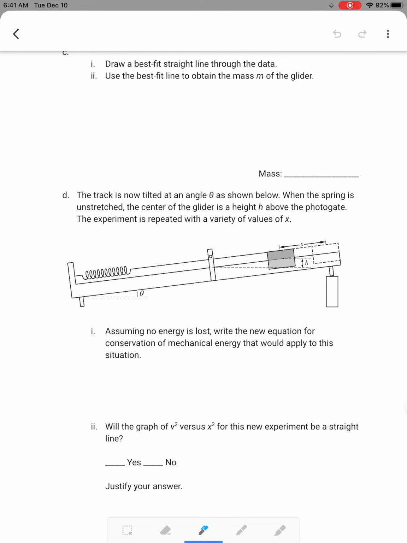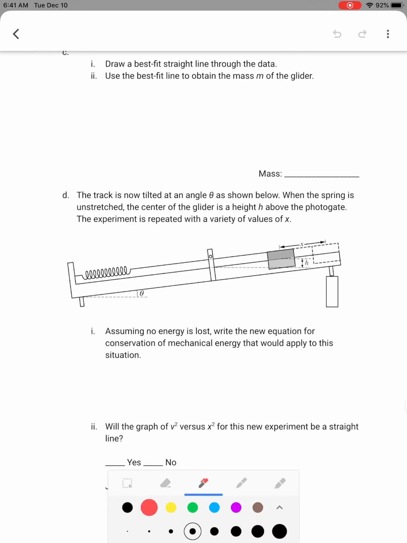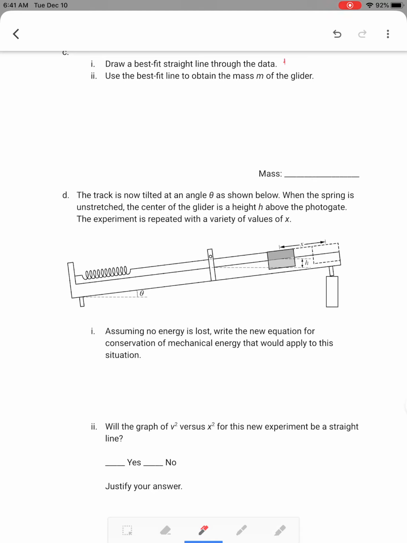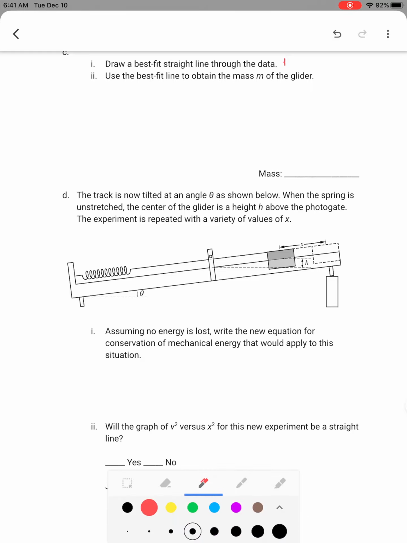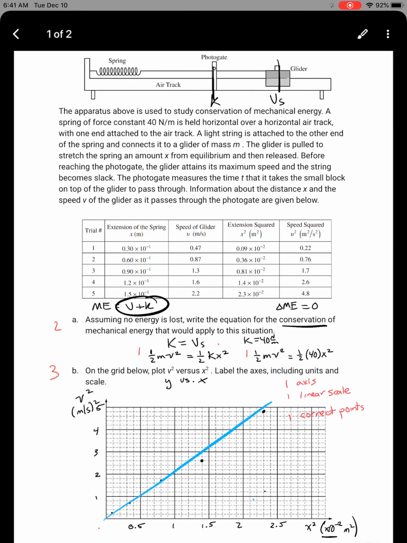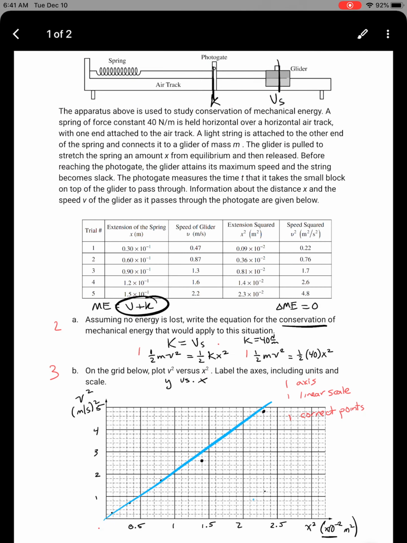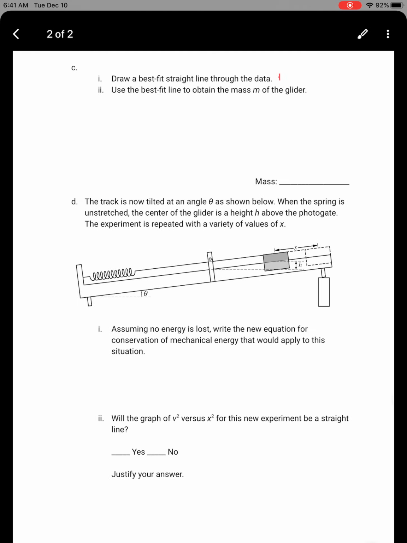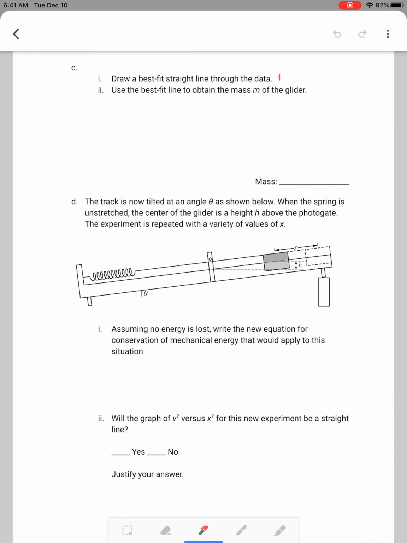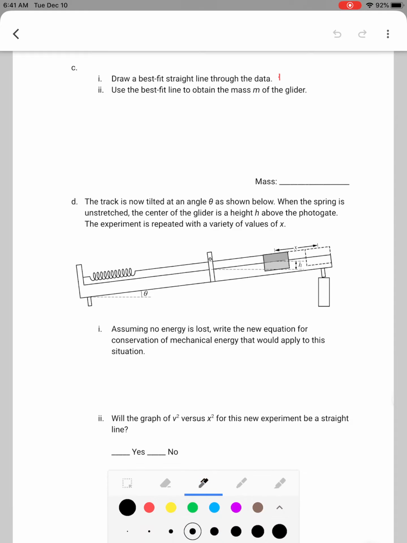Sorry for this interruption. All right, draw a best fit line through the data. We got 1 point for doing that right there. Now we move on to the second part: use the best fit line to obtain the mass of the glider. Let's look at our conservation of energy equation we had here. It was 1/2 mv squared equals 1/2 times 40 times x squared. That is what we're going to use to help us figure out this best fit line. So write this out.